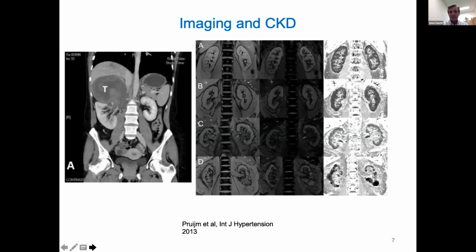On the right side, you see under A, kidneys of somebody with normal renal function. Under D, somebody with pre-terminal kidney disease. And the only thing that's different is, of course, the size is smaller. However, next slide, please.